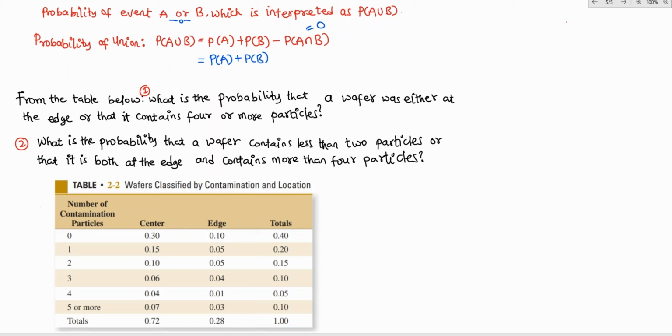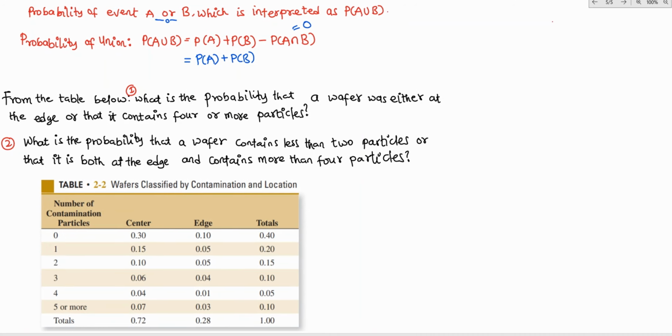Now let's look at how you are going to solve this question. The first one says that we should find the probability that a wafer was either at the edge or that it contains four or more particles. So the first thing you're going to do is to find the two separate events in this case, because you are applying the probability of union rule here. Let's find the two separate events.